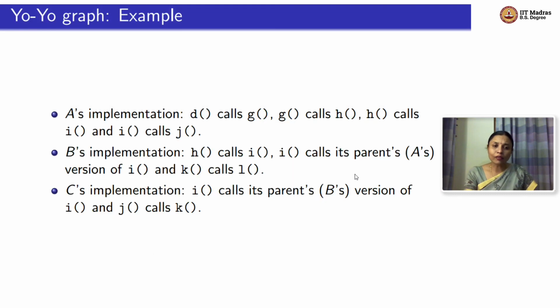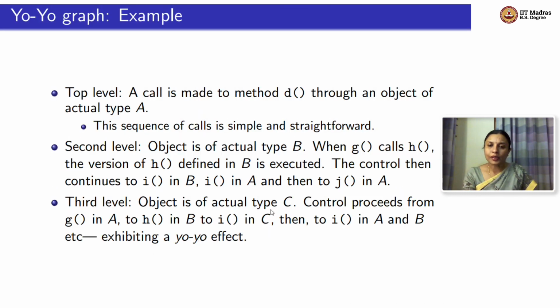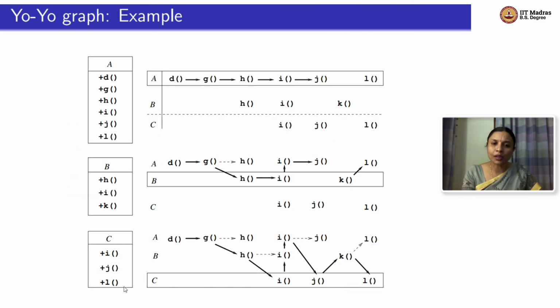At the third level, the object is of actual type C. So control proceeds all the way down to C, then comes back to B, then goes up to A, then comes down to C. So this expanding and collapsing control through layers in the hierarchy has the effect of a yo-yo toy bouncing up and down the thread, and that's why they've given this catchy name of a yo-yo graph. In simple terms, it's a call graph that represents method calls in the presence of class inheritance and polymorphic methods.